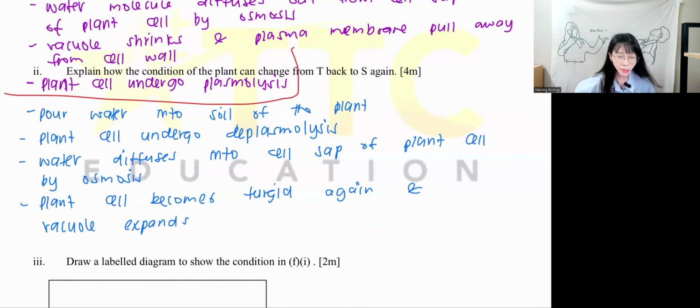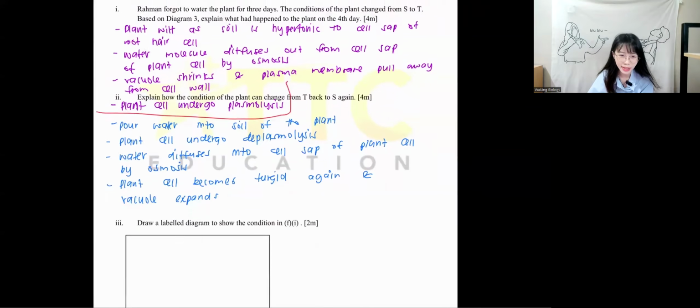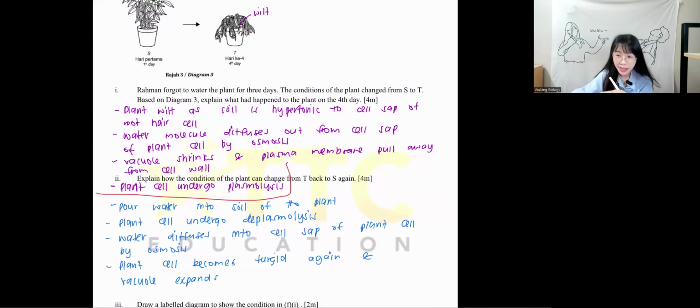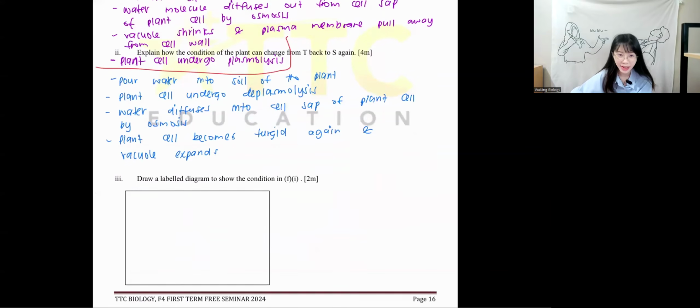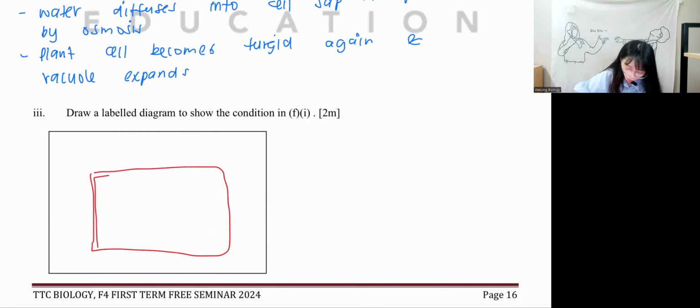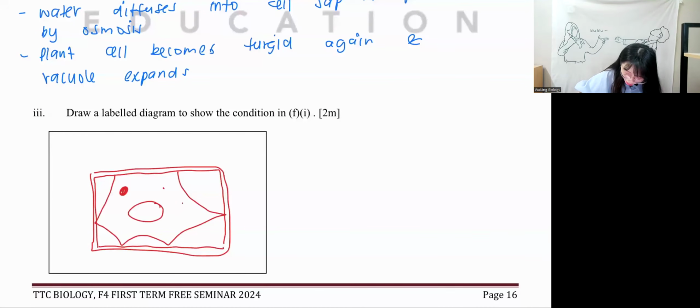Okay, draw a labelled diagram to show us the condition in F1. How do you draw F1? Means the plant is undergo plasmolysis, right? The plant is dying, right? So first, to draw a plant cell, remember to start from a cell wall. One more layer over here. And then plasma membrane, you're going to pull out from the cell wall. The vacuole has to be smaller. Nucleus. Remember, this is a labelled diagram. You have to label the diagram, guys. No label, losing one mark.